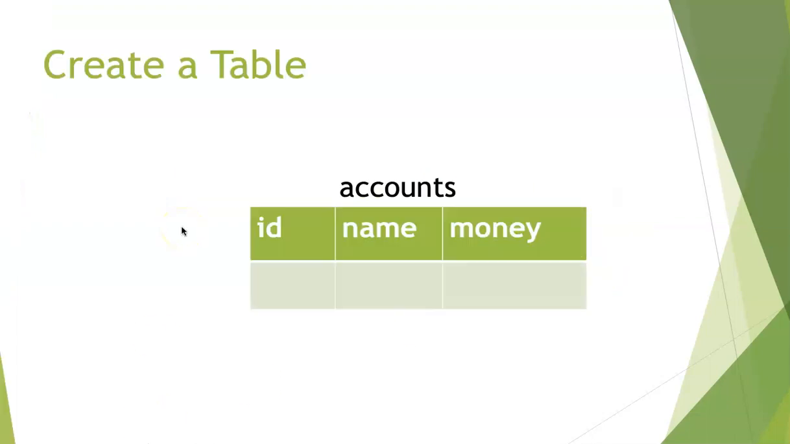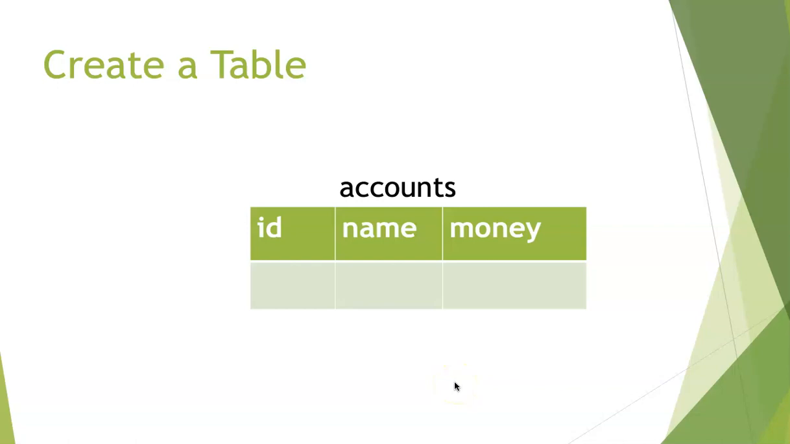So we'll start out creating an empty database, and then the goal is going to be to create a table, just a container that's ready to hold information, and I thought it could be a container of bank account information. So my table name is going to be accounts, and the column names are going to be ID, name, and money, and then we can put in as many rows in this table as we want to.